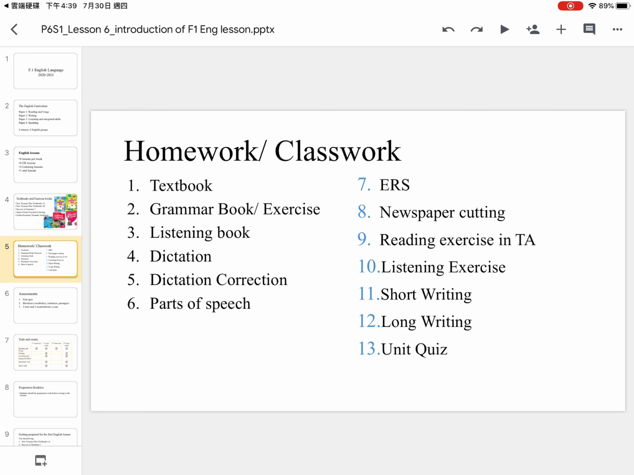Alright, these are examples of homework you will see in Form 1 English lessons. You may take a look at these exercises, but they may not be all of them, and sometimes your English teacher will give you some new homework like projects, and so on and so forth. I'm just showing all this homework to you so that you will be familiar with what you are going to see in your English lessons.